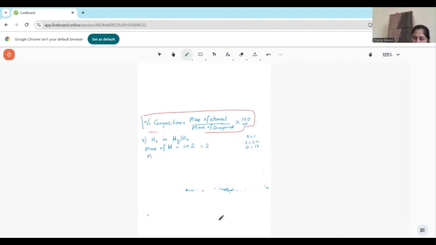Mass of the compound sulfuric acid, total mass कितना हुआ? Hydrogen is 1 times 2 because there are 2 hydrogen atoms, plus sulfur is how much? 32, plus oxygen is how much? 16 times 4 because how many oxygen atoms are there? 4 oxygen atoms are there. So 2 plus 32 plus 64.